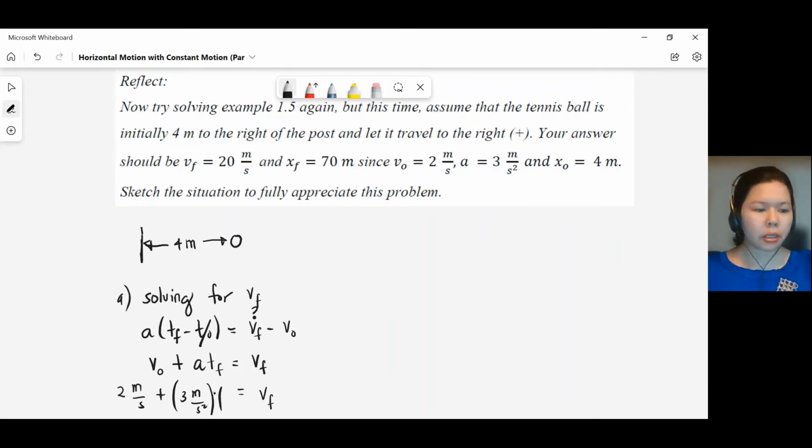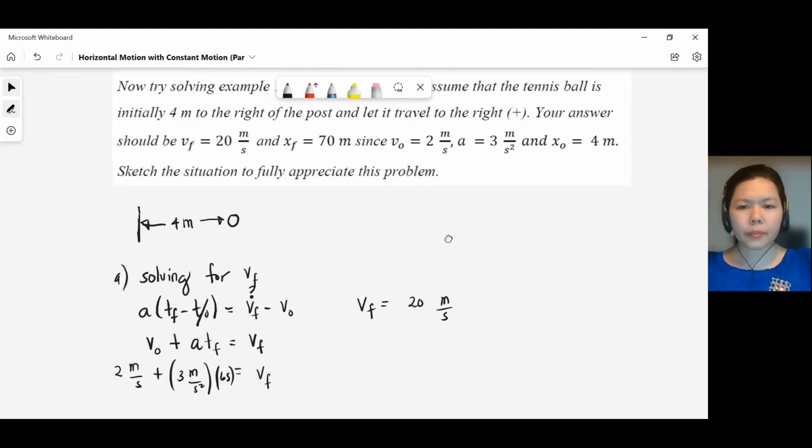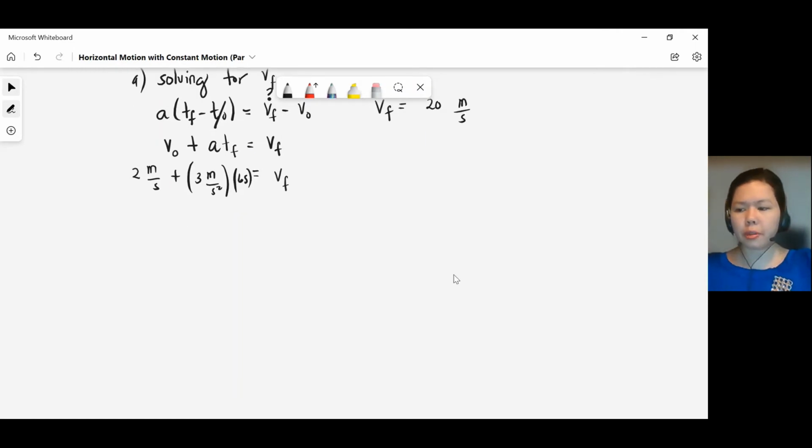Here our T final is 6 seconds. Executing using your calculator, you will get a value of 20 meters per second. This means to say that the ball is traveling to the right at 20 meters per second after 6 seconds. Solving now for the final position, x sub f, xf.